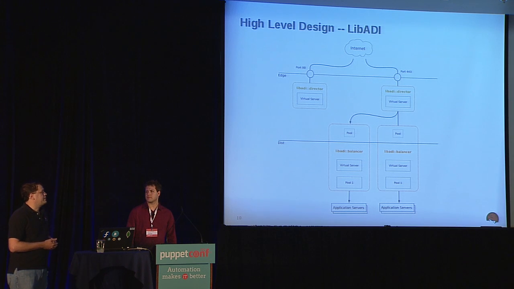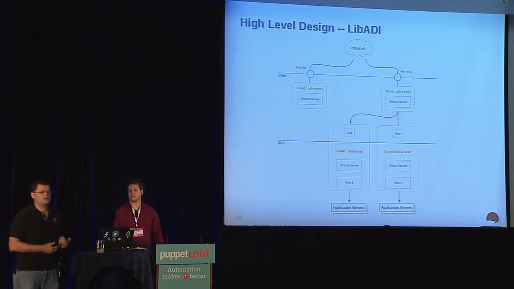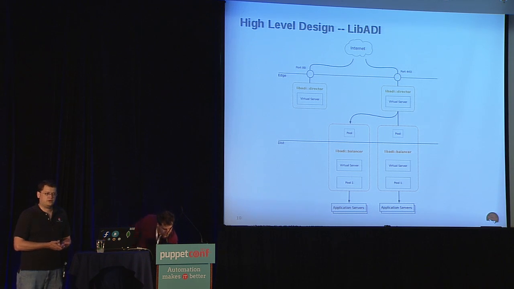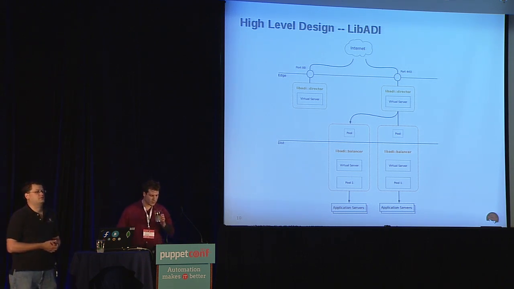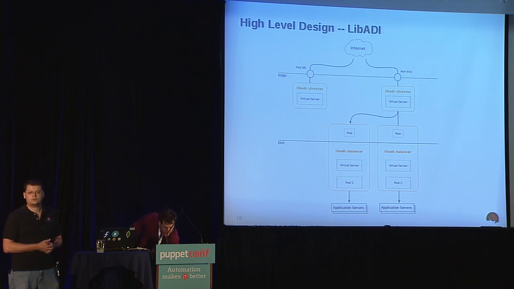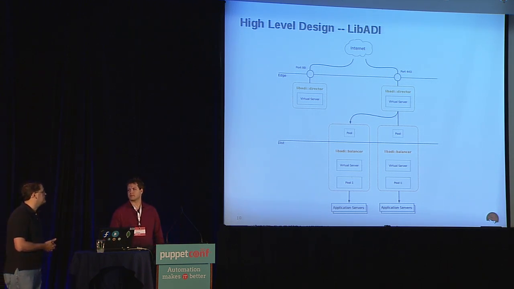Those in turn then pass the traffic back to a less intelligent layer called the libADI balancer. And this is just effectively the dumbest virtual IP kind of thing that you can imagine. If you look at our customer portal, access.redhat.com, I think we've got one director for that, and then probably about 7 different balancers, depending on which piece of the architecture an individual request needs to be serviced by.